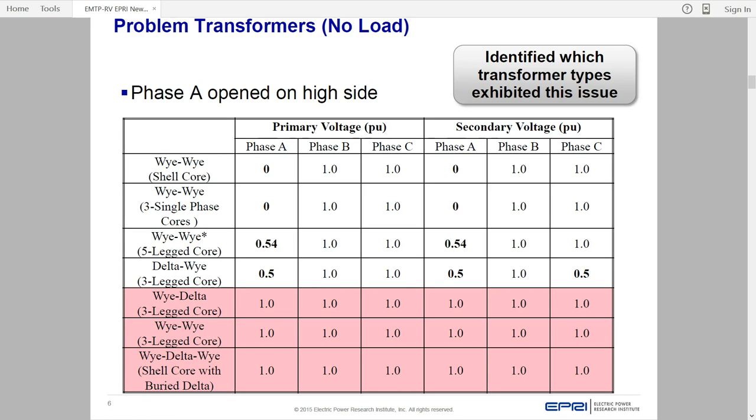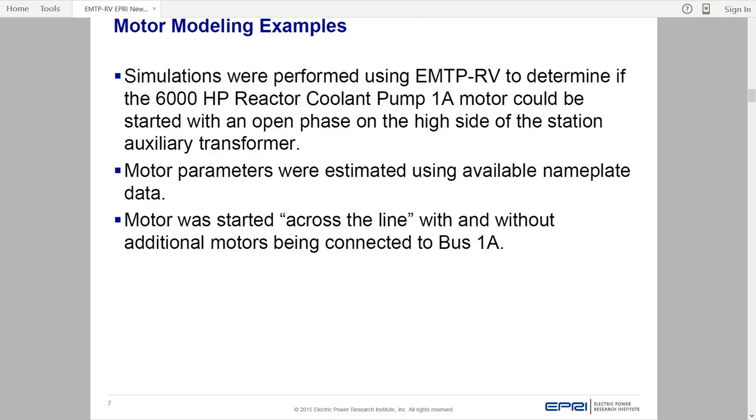Here's just a table of different transformer types: five-legged core, three single phase, three-legged cores, and the different winding configurations of those transformers that had this issue of recreating this voltage at light and no load conditions. And you can see here, with the Barry Delta and with the three-legged core, which again behaves like a delta, you recreate these voltages and you're sitting there all at one per unit. So that was the real issue. How do you detect this when you're sitting there at a reduced capacity?